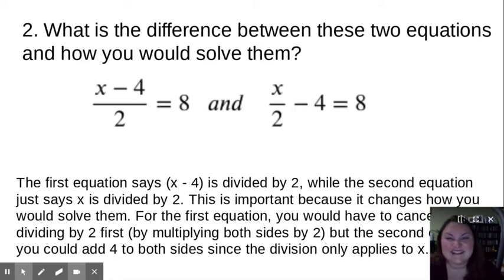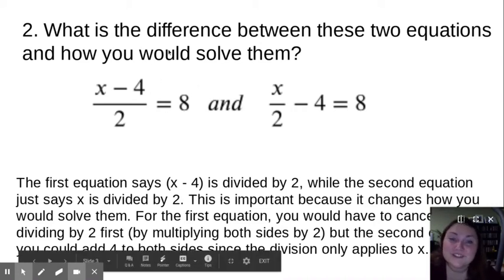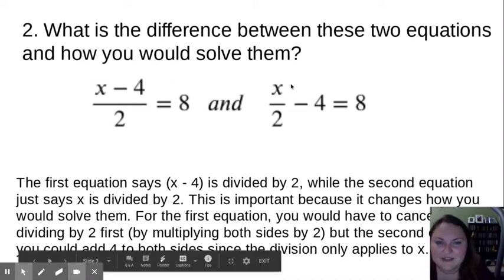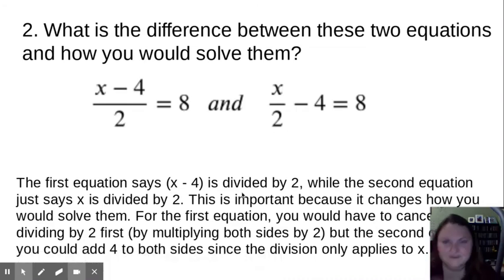Like I said, the second part of how you would solve them is going to look different based on who's writing it, since there are lots of ways to solve them. But I'm really highlighting here the difference between the two of them by saying this first one, the whole thing is divided by 2, the whole amount, x minus 4, is divided by 2. Whereas for the second one, it's just saying x is divided by 2. So this is one example.